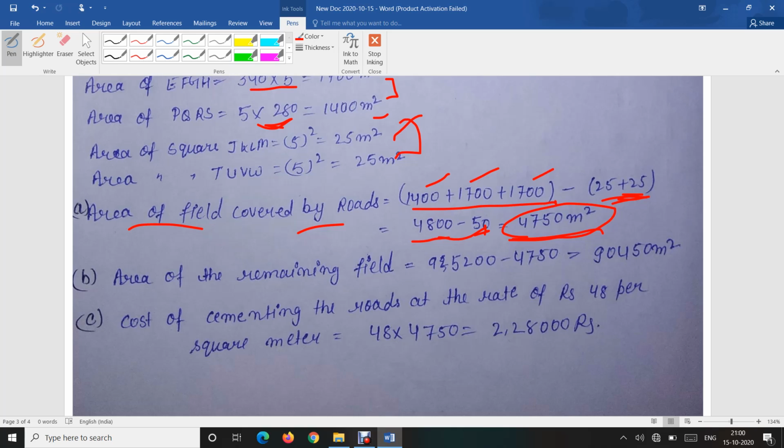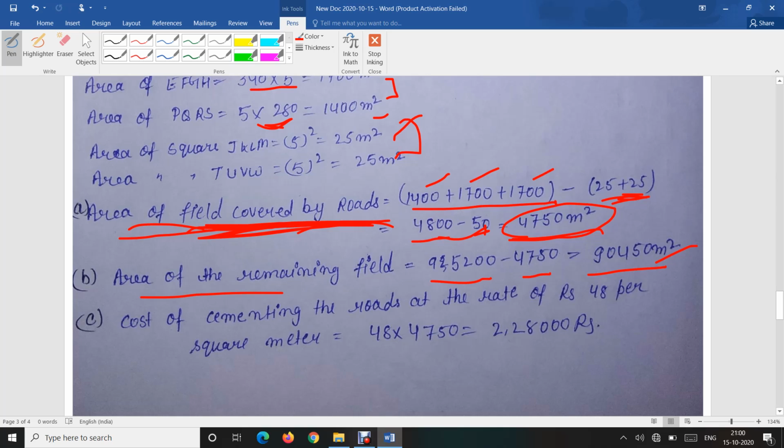You can find out the area of the remaining field by subtracting the area of the field covered by the roads from the total area of the rectangular lawn. So the area of the remaining field is 95,200 minus 4,750, which gives 90,450 meter square. Now you are asked that cost of cementing the roads at the rate of 48 per meter.